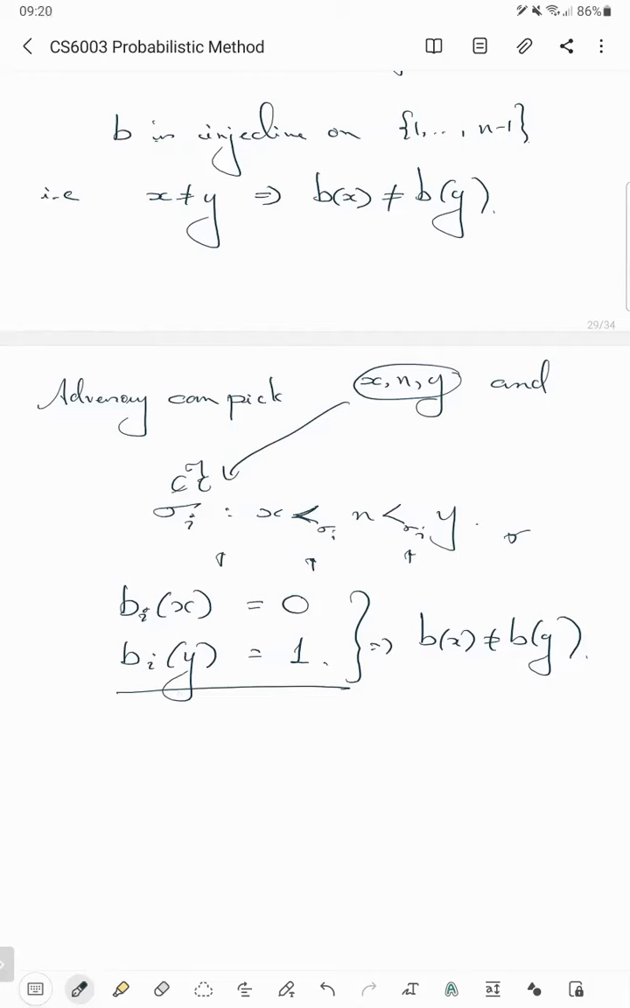Okay. Now, from this, can you see that m has to be at least log base 2 of n minus 1?